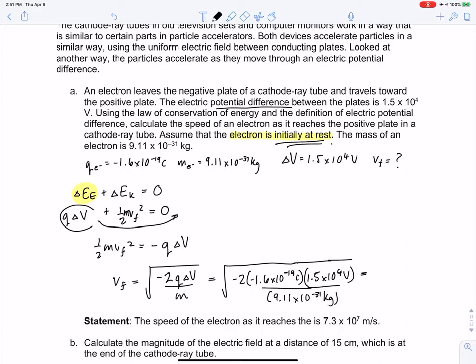If you punch this in, you get 7.3 times 10 to the power of 7 meters per second. Therefore, the speed of the electron as it reaches the plate is 7.3 times 10 to the power of 7 meters per second.